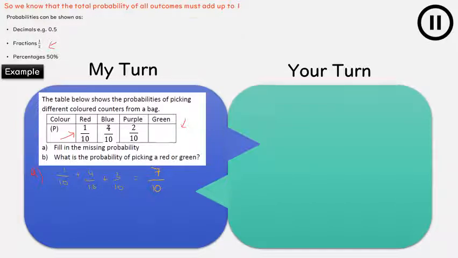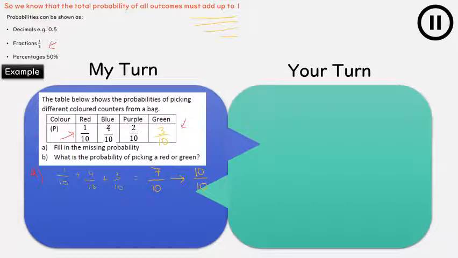I need to make my probabilities add up to 1. Well, how do I get 7/10 to be 1 whole? To be 1 whole, it would be 10 out of 10, wouldn't it? Same on the top as the bottom. So what I've got missing is 3/10. So that must be the probability of green there.